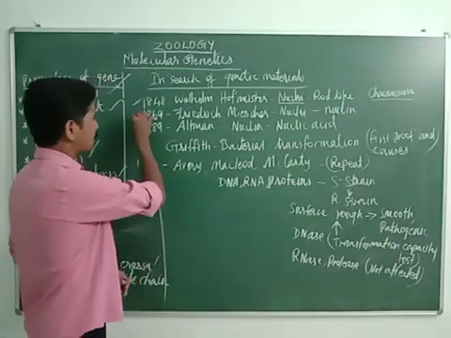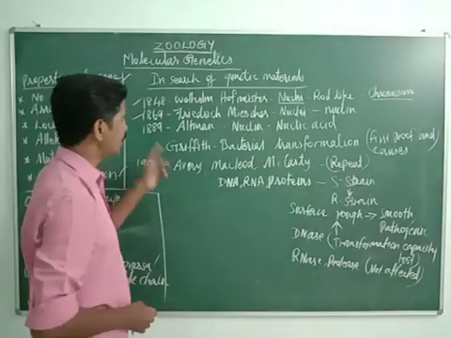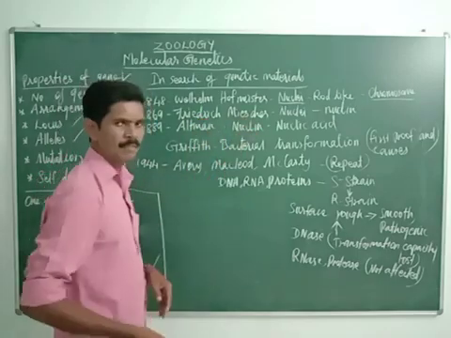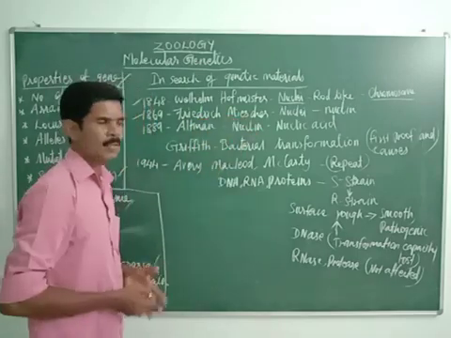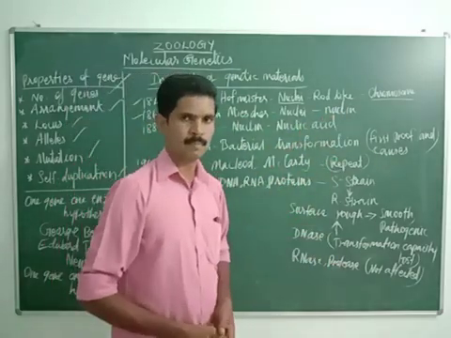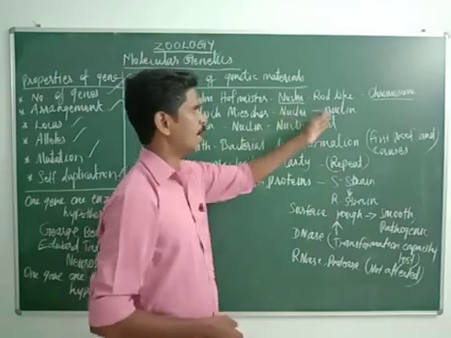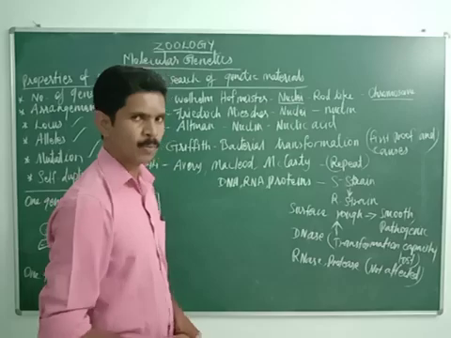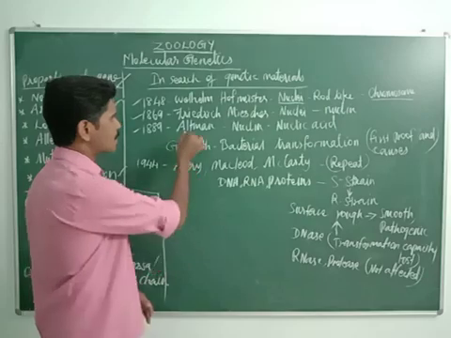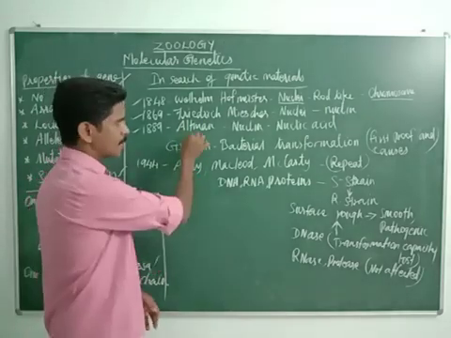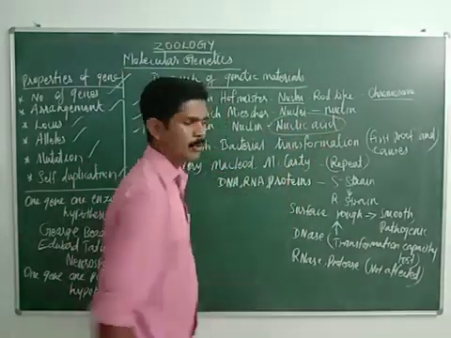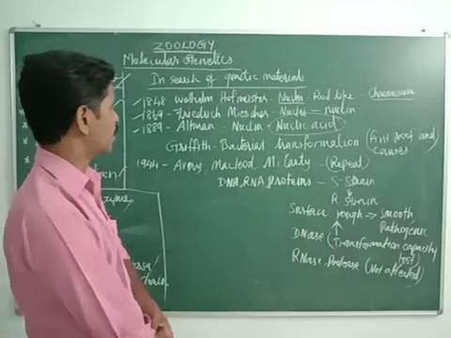Then, the next point. In the year 1869, another good scientist, Friedrich Miescher, observed the nucleus and called it nuclein. He called the nucleus nuclein. Then in 1889, another good scientist, Altmann, called this nuclein nucleic acid. Hope you understood these points, dear students.